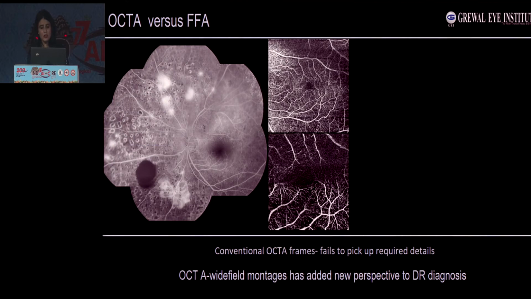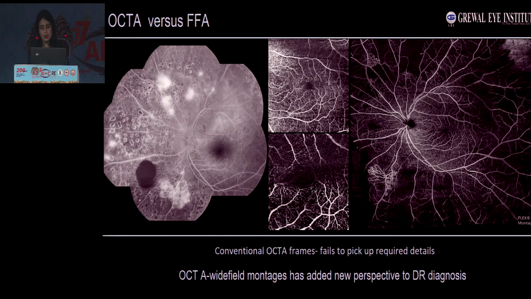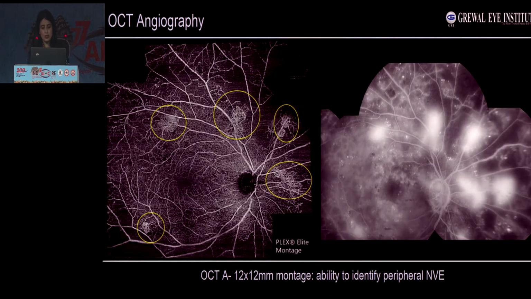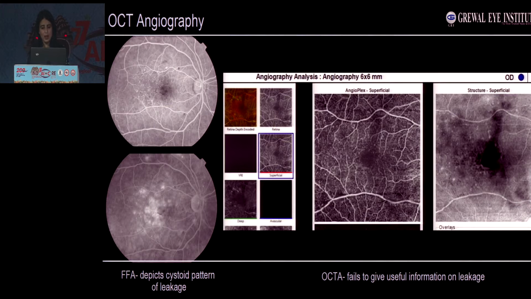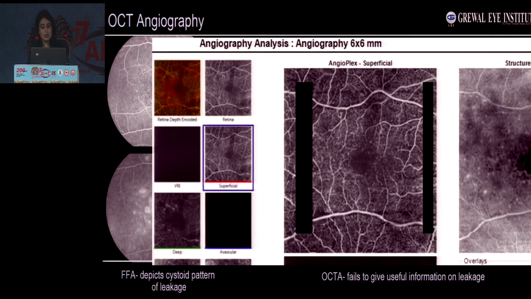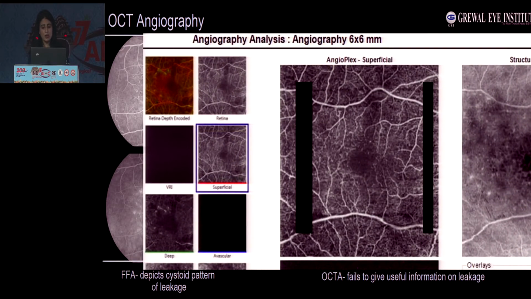This image on your left is a case of PDR, so conventional OCTA frames will not pick up any further details, but now we have these wide field OCTA montages which have added this new perspective. You can see an NVE very clearly in the inferonasal part of your angiogram. Again, with a 12 by 12 mm montage, there is the ability to pick up these peripheral NVEs, equivalent to what is picked up by fluorescein angiograms. CSME is difficult to assess unless you combine it with your en face and your OCT.